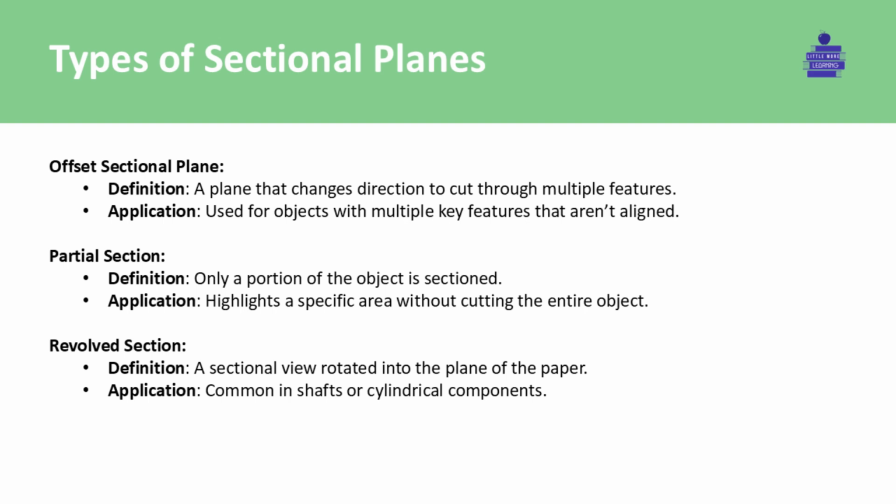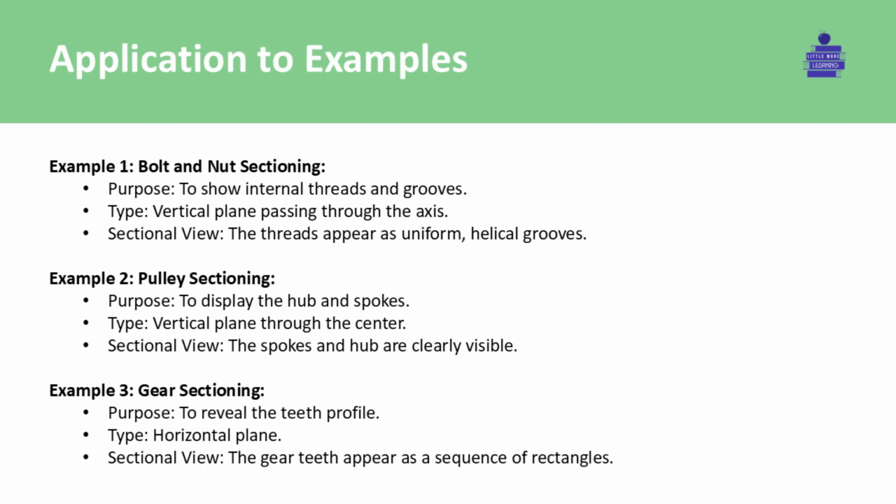Finally, we have the revolved section. This is a clever technique where we rotate the sectional view into the plane of the paper. It's commonly used for circular components like shafts, giving us a clear view of their cross-sectional shape. Let's see how these sectioning techniques work in real-world applications. Consider a bolt and nut assembly. By making a vertical cut through its axis, we can clearly see how the threads interlock, revealing their helical pattern. It's like seeing the DNA spiral of our mechanical components.